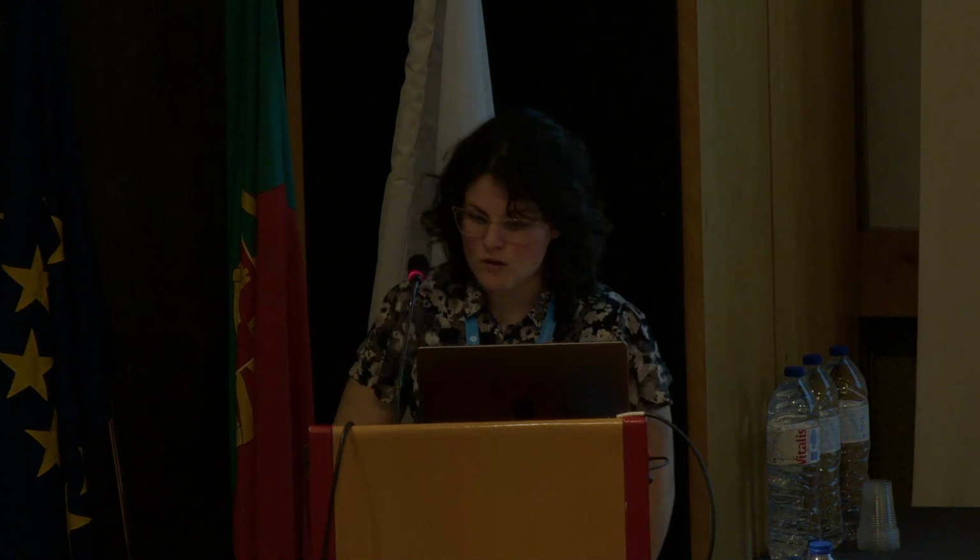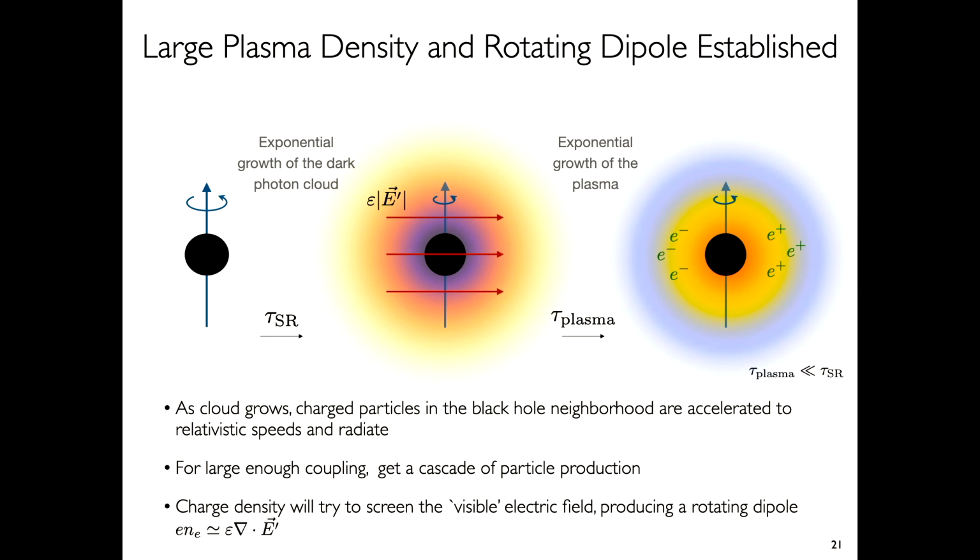So that means that as you have the growth of the dark photon cloud due to superradiance, you concurrently start producing this plasma. And so at the end of your process, instead of having a large electric field, what you actually have is some sort of quasi-screened field with a bunch of standard model plasma around that's trying to cancel out the visible part of these dark electric fields.